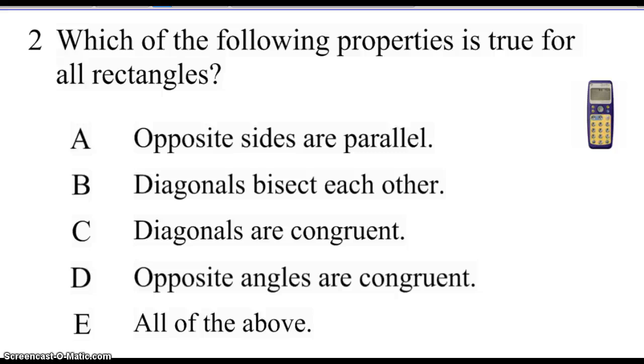So you just have to be careful on how I word it. I say which ones are true for all rectangles. Well, since rectangles are parallelograms and quadrilaterals, anything that is true for both of them is true for a rectangle. So opposite sides are parallel, yes. Diagonals bisect each other, yes. Diagonals are congruent, yes. Opposite angles are congruent. So E, all of the above.